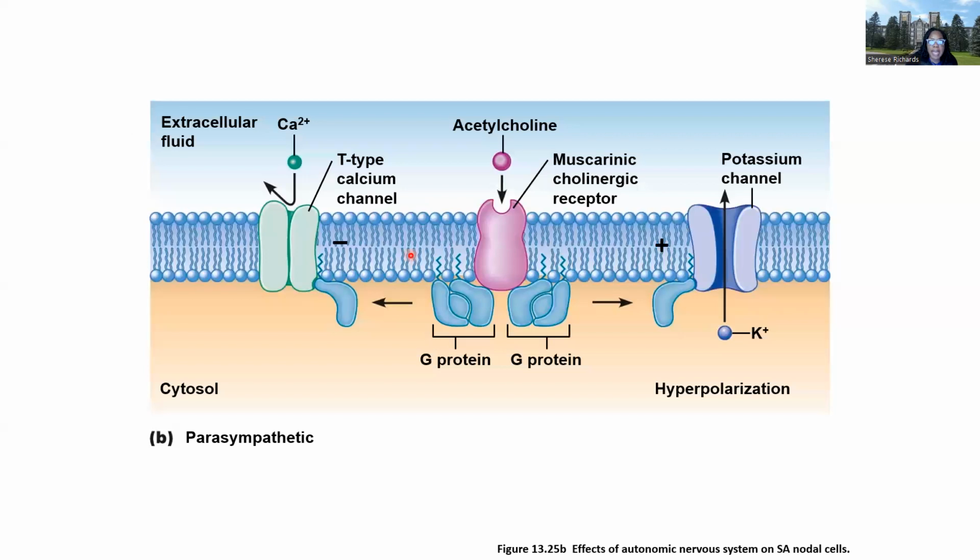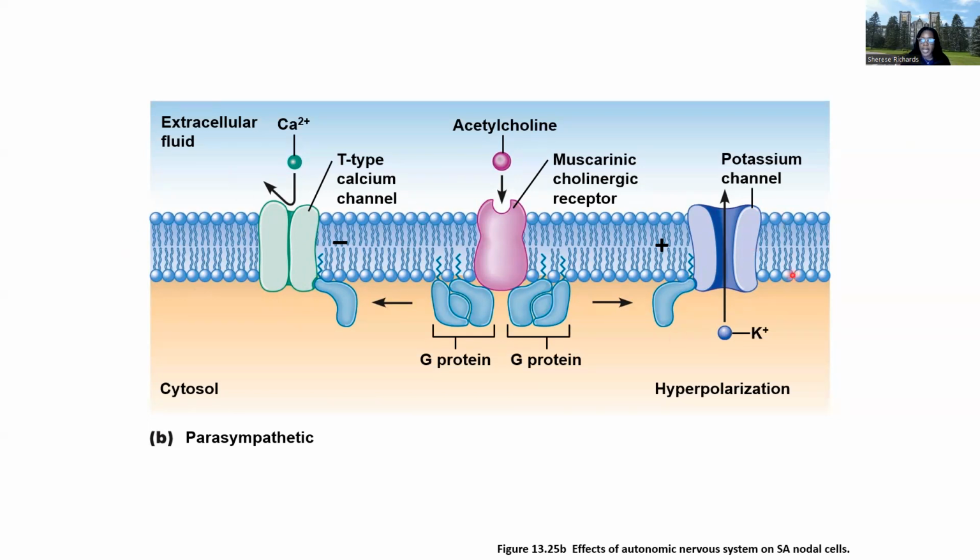Okay, here's the mechanism for the parasympathetic side. So we've got the T-type calcium channels. These are closed, so it's harder for calcium to get into the cell, as well as potassium channels, which are now wide open. So that's allowing potassium to leave the cell. We know that potassium is positively charged. We know that if more potassium leaves, that is considered a hyperpolarizing event, and that's going to just decrease the amount of positive charge in the cell, right?